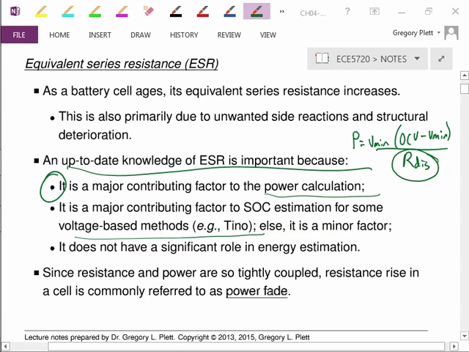So since resistance and power are so tightly coupled, the rise of resistance in a cell is commonly called power fade. So we have capacity fade and power fade, and those are two key terms when we are talking about state of health. That's what people tend to focus on.